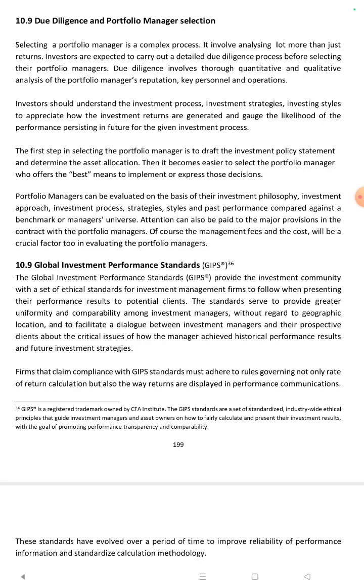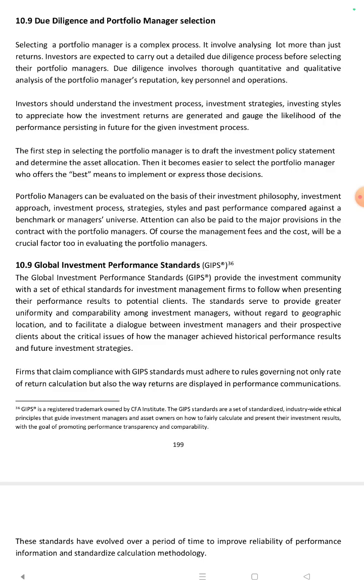Portfolio managers can be evaluated on the basis of their investment philosophy, investment approach, investment process, strategy, style, and past performance compared against a benchmark or manager universe. Attention can also be paid to the major provisions in the contract with the portfolio manager. Of course, the management fee and the cost will be a crucial factor too in evaluating the portfolio manager.